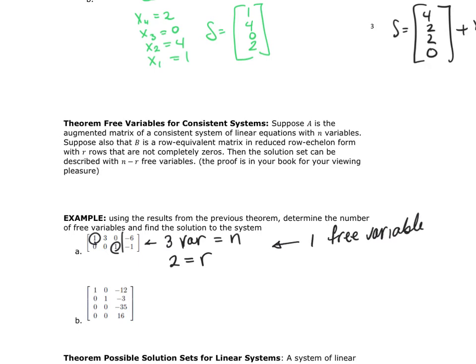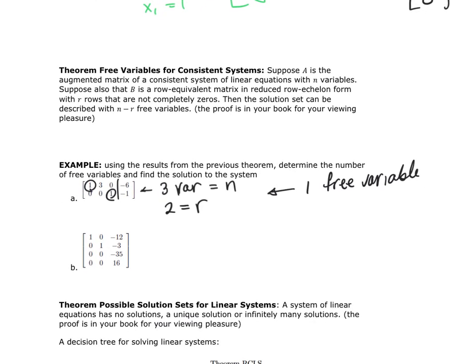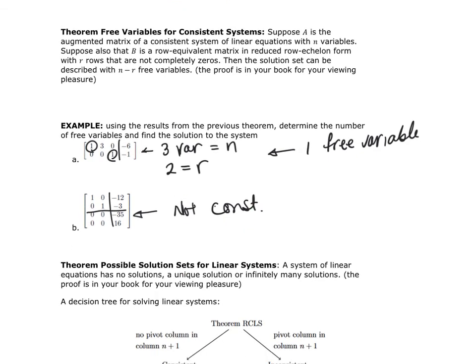Okay? Now let's take a look at the next one. So my next one, I actually can't use that theorem on because this is not consistent. And the reason I know it's not consistent is because if I do this, the bottom 2 rows are false statements. 0 does not equal negative 36. 0 cannot equal 16. So I can't use that theorem, my previous theorem up here, on this because it's not even consistent.